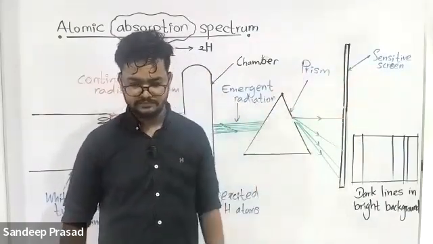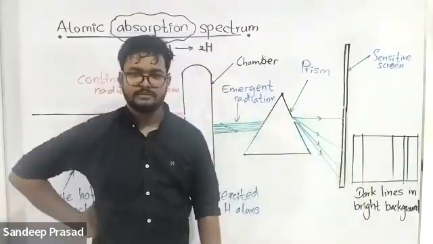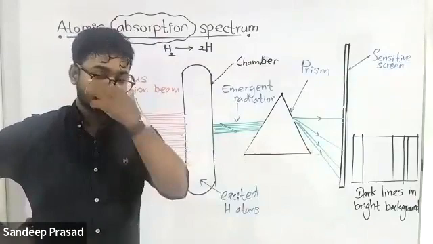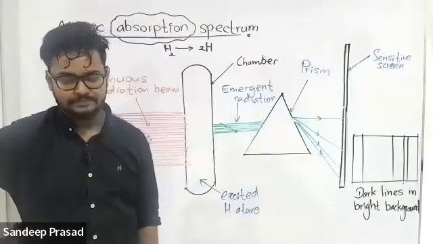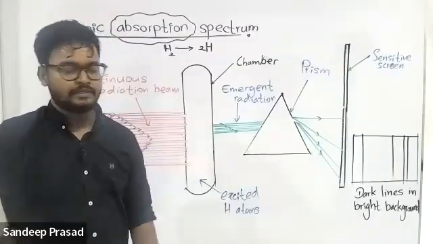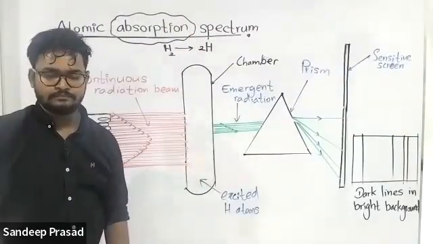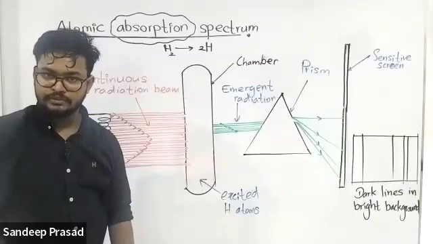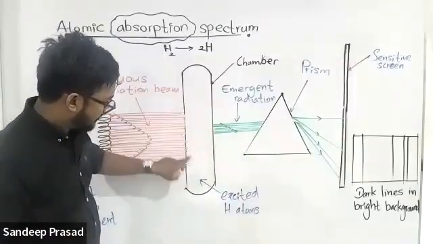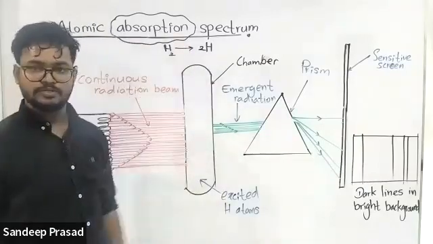My next question: what happened to these 4 energy radiations? What happened to these dark lines? What do you think? Absorbed by whom? Hydrogen atoms. That's why we call this the atomic absorption spectrum. Understood? Right? These dark lines represent that some of the energy radiations are absorbed by the hydrogen atom. That's why we call this the atomic absorption spectrum.